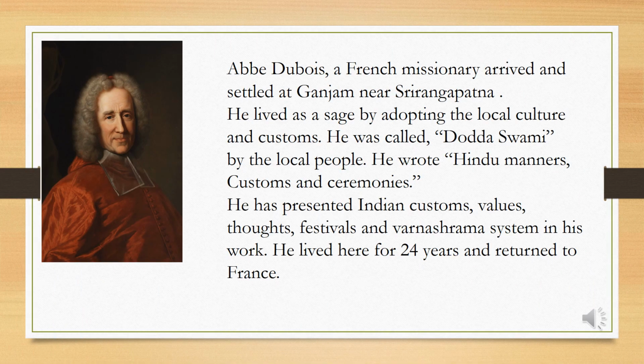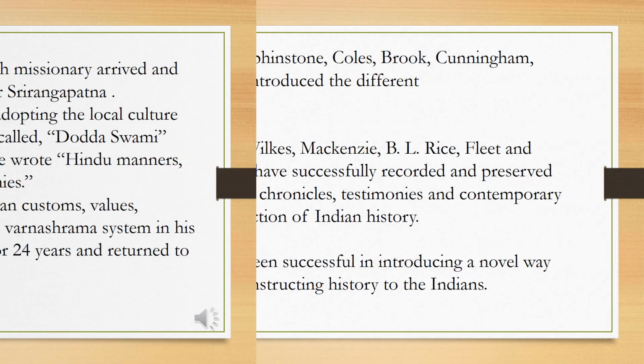Abbe Dubois, a French missionary, arrived and settled in Ganjam, near Srirangapatna. He lived as a sage by adopting the local culture and customs. He was called Dodda Swami by the local people. He wrote Hindu Manners, Customs, and Ceremonies. He has presented Indian customs, values, thoughts, festivals, and Varnashrama system in his work. He lived here for 24 years and returned to France.